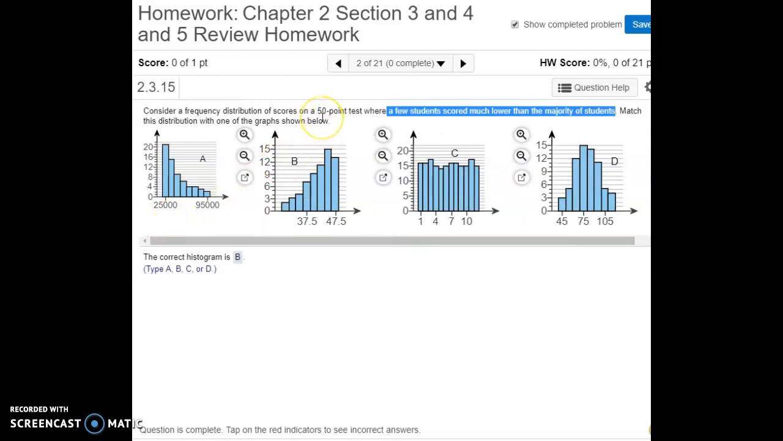This is a 50-point test. And so B is actually the only x-axis that makes sense, where people are scoring anywhere from 0 up to 50. The values on these other x-axes don't even make sense for a 50-point test.